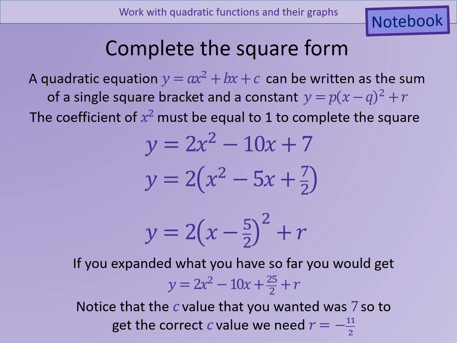And that's getting there, because if you compare that now with the original quadratic, you see that 2x squared is right, minus 10x is right, but I need plus 7. At the moment I've got 25 over 2, so what would I need r to be in order to get to 7? I need r to be minus 11 over 2. And now I have the completed square version of 2x squared minus 10x plus 7.